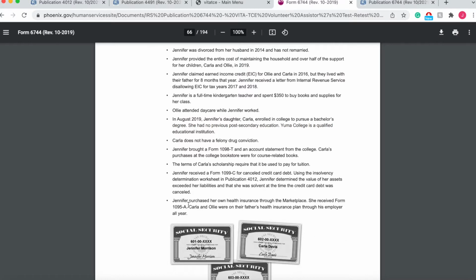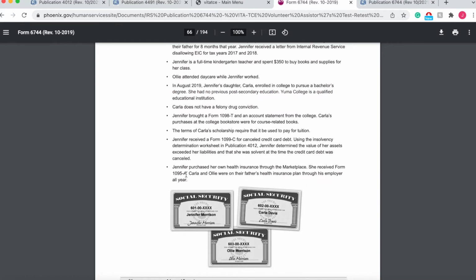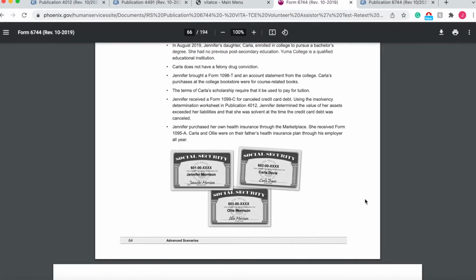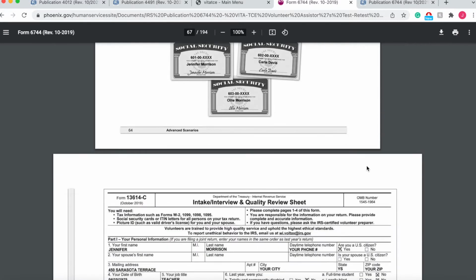Lastly, Jennifer purchased her own health insurance through the marketplace, and she received Form 1095-A. Carla and Ollie were on their father's health insurance plan through his employer all year, so we are going to have to enter that 1095-A into the software. You see here, as we always require, we have the social security cards for all of the individuals who are going to be listed on this tax return.